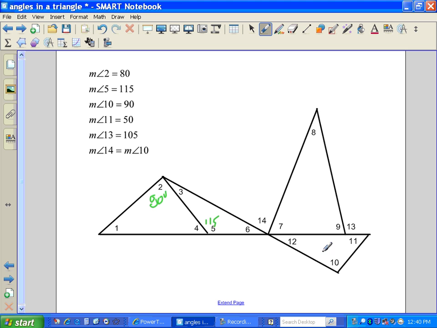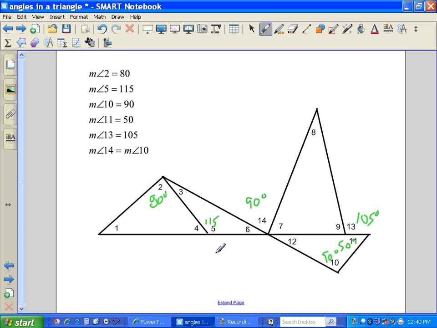Angle 10 is 90, and again, don't get caught up by it doesn't look like this, or it looks like it is this, or what have you. Angle 11 over here is 50 degrees. Angle 13 is 105 degrees. And lastly, angle 14 is equal to angle 10, so angle 14 is 90, because angle 10 is also 90.